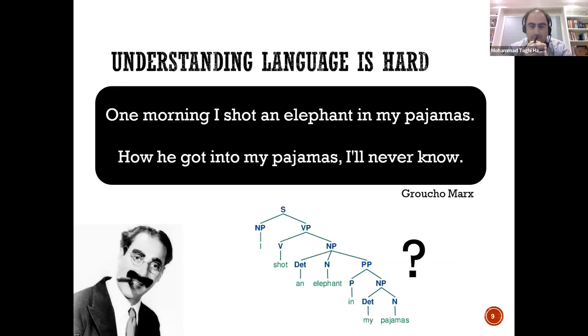To give you some idea of how hard understanding language can be, let's see this sentence. One morning I shot an elephant in my pajamas. How he got into my pajamas, I'll never know. You don't know what it refers to, or whether it is a joke or a real thing. It's essentially a hard thing.